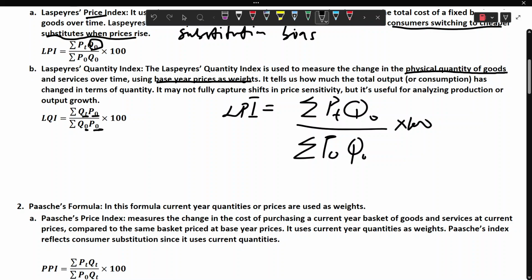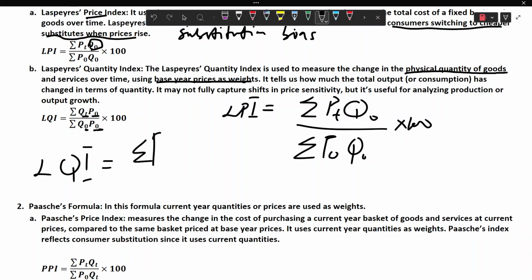So for the Laspeyres quantity index, because prices are constant, it becomes sigma of current year quantity times the base year prices divided by sigma of base year quantities and base year prices.